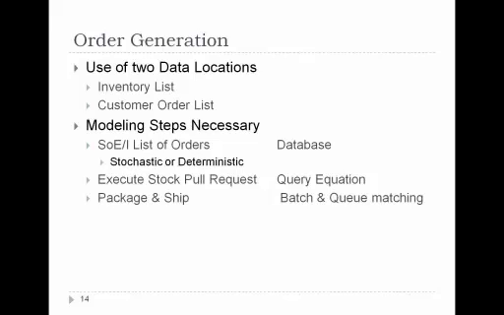Those are just the list of information. Subsequent to that is to execute the stock pull request. So as the order comes in, the stock pull request is created, and to do that, once again, the query equation block is critical in that environment, followed on with packaging and shipping. Once again, that's going to be the batch and or queue matching that's used to execute that.